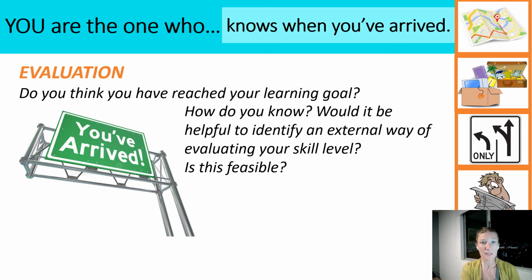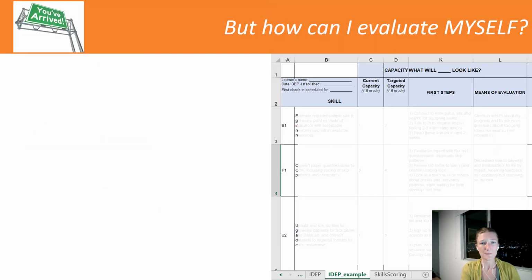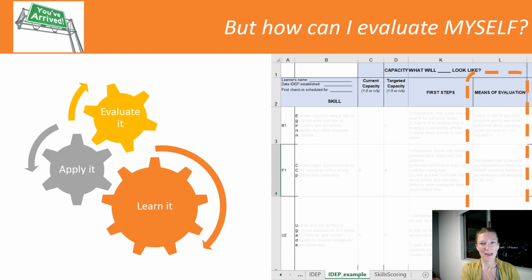And is that feasible? So we can't all get degrees in every little thing we're learning. I don't have a video making degree, and it doesn't make sense to get one. But I can do things to evaluate my learning, both by myself and with the help of others. So how can I evaluate myself? Well, remember in the IDEP, we have this column to help you plan means of evaluation, and you can talk with your TU country lead about that.